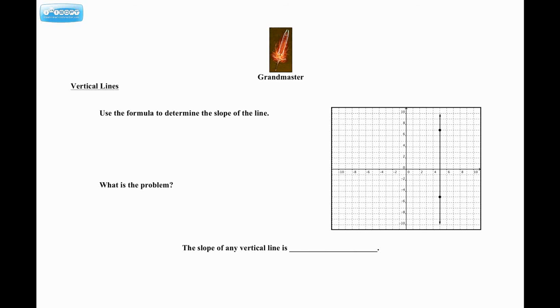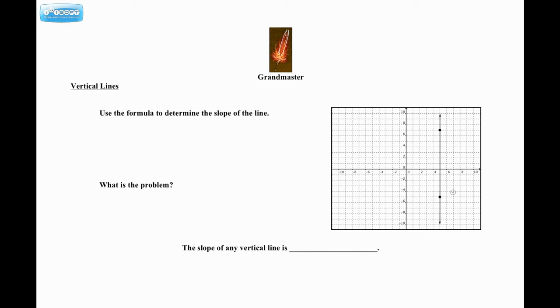All right, we're on to the Grandmaster video for Chapter 6, Section 5. We're going to talk about vertical lines. We've talked about lines with positive and negative slopes, and we've talked about lines with a slope of 0, and they were horizontal. But what about lines that are perfectly vertical? Okay, now I could tell you, but I think it'll sink in better if you actually see the problem that we run into. So let's use the formula from the previous video to determine the slope of the line.